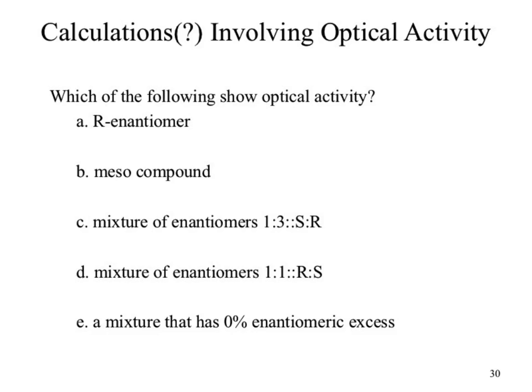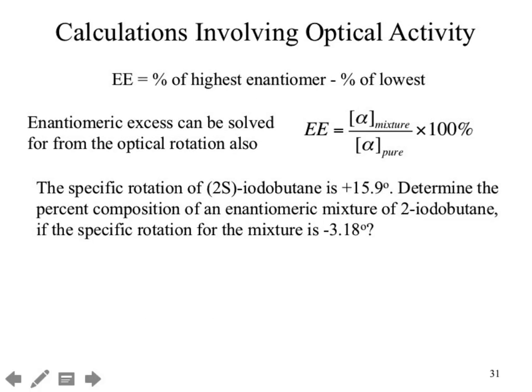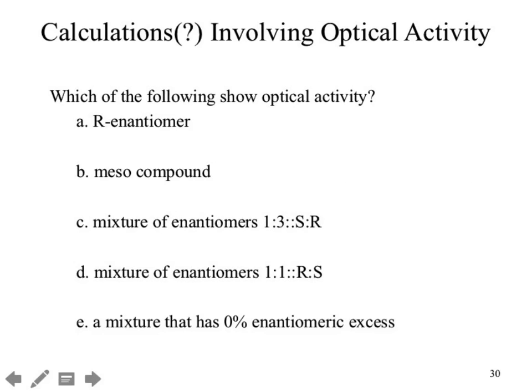Okay, a meso compound. Why not? A meso compound is going to have two chiral atoms in it. One is R, the other one is S. Because both are present and there's that internal mirror plane, the light comes in, hits the R, rotates. What does it do when it sees the S? It rotates back the equal direction, which means the net result is no optical activity.